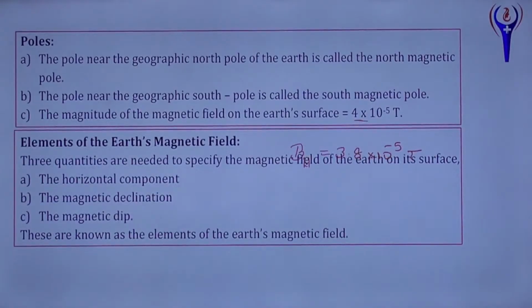And elements of Earth's magnetic field. Three quantities are needed to specify the magnetic field of the Earth on its surface. First one, horizontal component. This only, BH, we gave. We said as BH. So, BH. And magnetic declination and magnetic dip. These are the three important Earth's magnetic elements, and these are known as the elements of Earth's magnetic field.